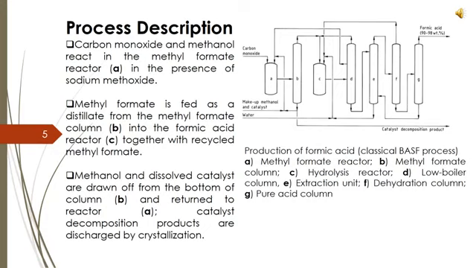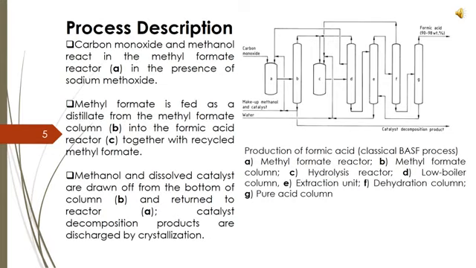Now, as we've seen, methanol and dissolved catalyst are drawn from the bottom of column B and returned to the reactor. Catalyst decomposition products are discharged by crystallization. We do the crystallization of the catalyst decomposition products, and they are then separated away from here. So mainly the first one, the methyl formate reactor, is the same. In the second one, the methyl formate in the form of distillate is fed into reactor C. Here it is called the hydrolysis reactor. The methyl formate column is also the same.